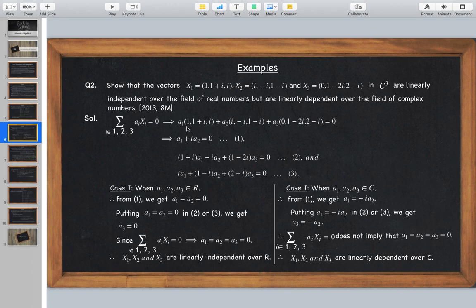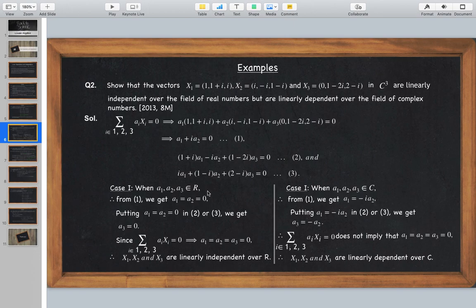Then we get (1 plus iota) a1 minus iota a2 plus (1 minus 2 iota) a3 equals 0. This is the second equation. Then in the third equation we get a1 times iota plus (1 minus iota) times a2, and then (2 minus iota) times a3 equals 0. This is the third relation.